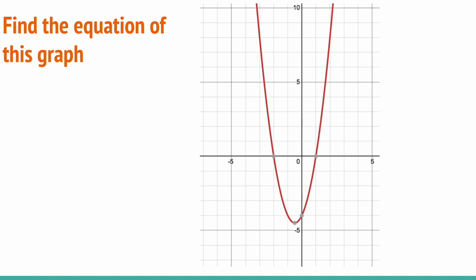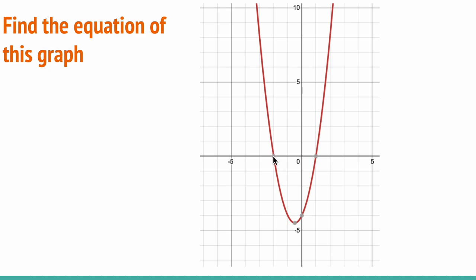TI Nspire to graph our equations, sometimes we have to work the other way round. So we're told what the graph looks like and we need to find the equation and go back the other direction. So for example, if you have a question like this, what you need to know is any 3 points or more than 3 on your curve.